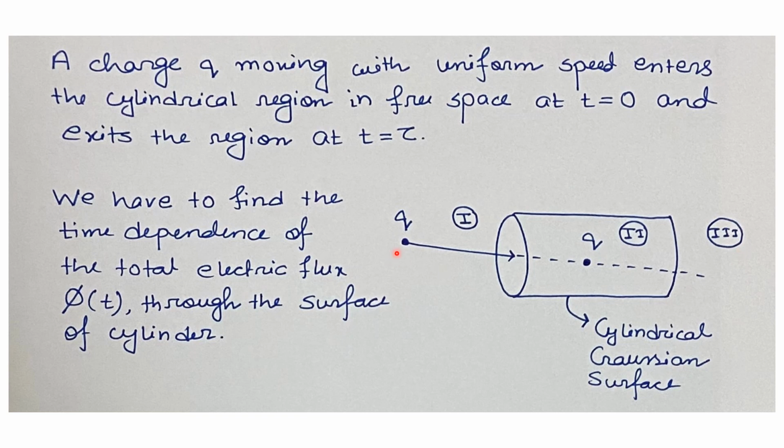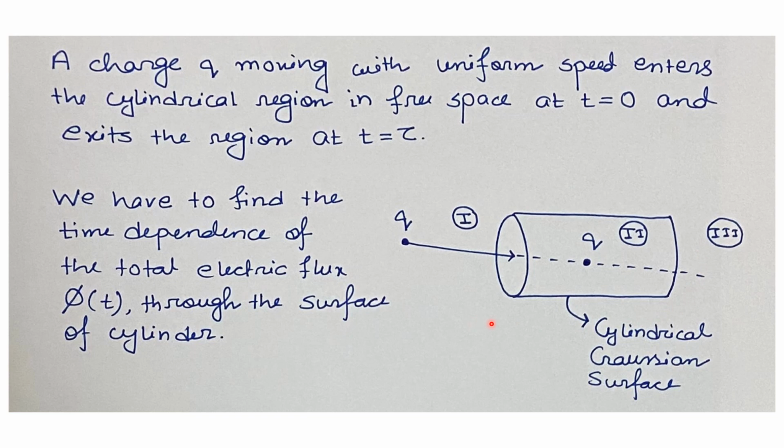So charge is initially in region 1 in the free space. So it is coming towards the cylindrical region and it enters through this surface of the cylinder and it enters region 2. Then it travels through the cylinder for the time interval tau. Then again it exits and enters region 3, which is free space. So we have to find the time dependence of total electric flux phi as a function of t through the surface of the cylinder. So that's the surface of region 2.